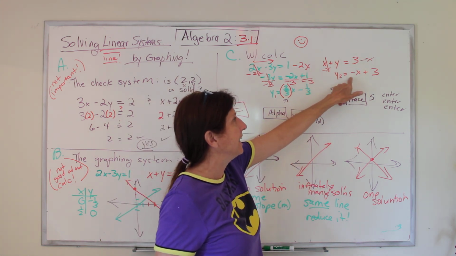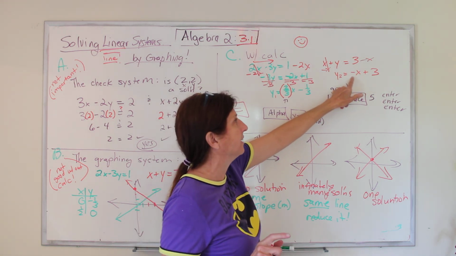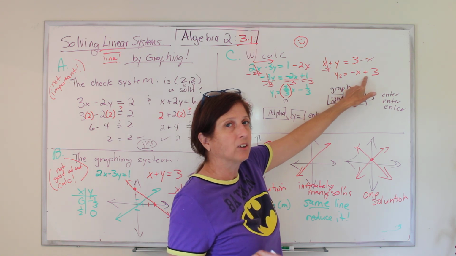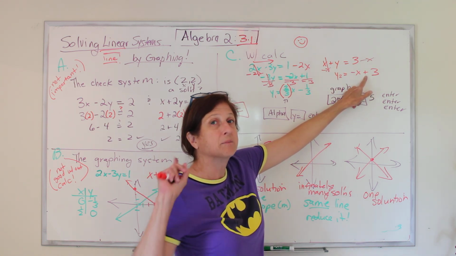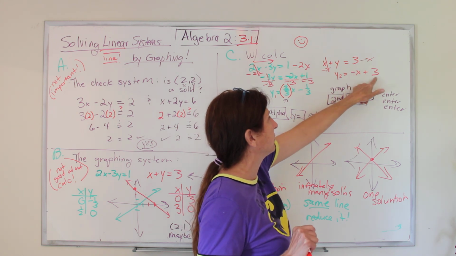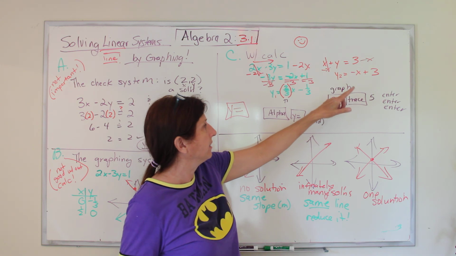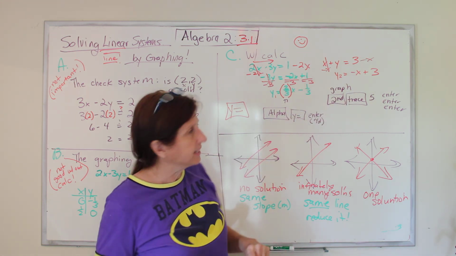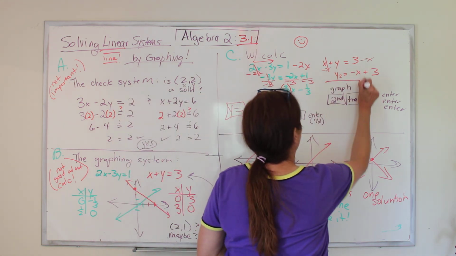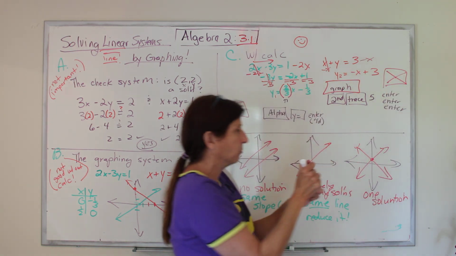Negative at the beginning of an algebraic expression is negative. If the negative is in the middle, it's minus. How you remember that is middle and minus both start with the letter M. So put in negative x plus 3 for y2. Then you're going to hit the button that says graph, and it's going to graph it. And you'll have your two lines on your screen, and they'll meet somewhere.